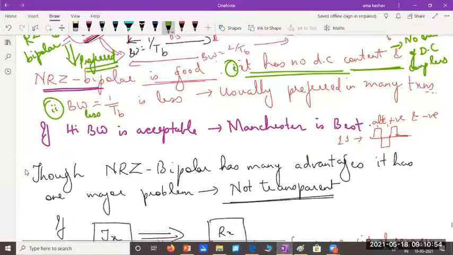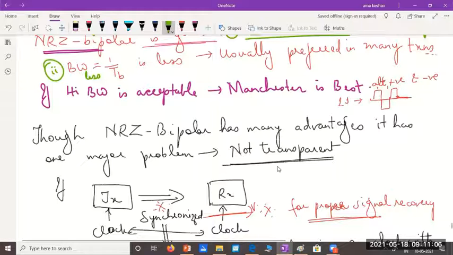Coming to this technique which is preferred and used commonly, there is one major problem which occurs when we transmit and receive. The problem is about synchronization, or trying to match the receiver's clock to the transmitter's clock. When this synchronization is not achieved properly, we say it is not transparent.